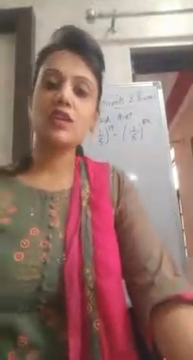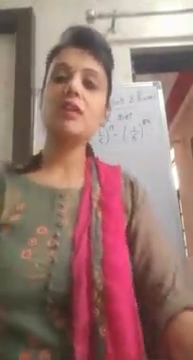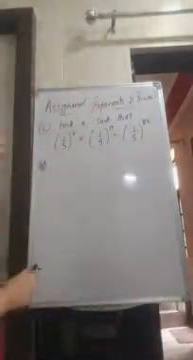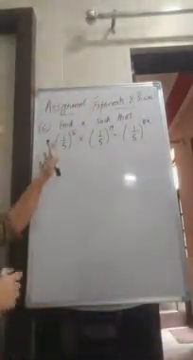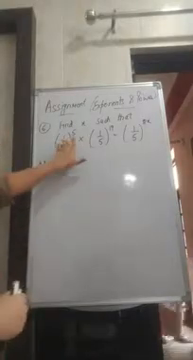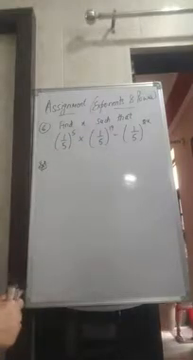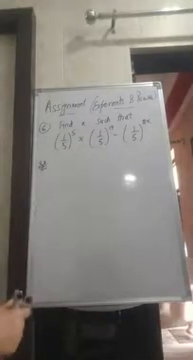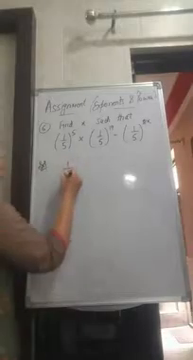Now let's continue with our assignment of exponents and power. Here is question number 6 of exponents and power. It is: find x such that (1/5)^5 times (1/5)^19 is equal to (1/5)^(8x). Now how to solve it?